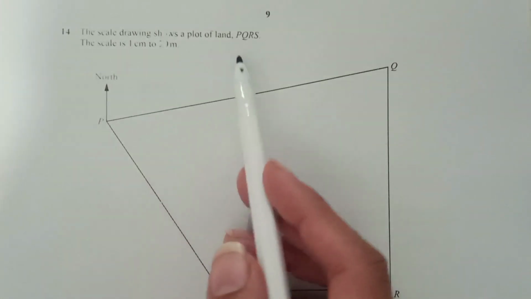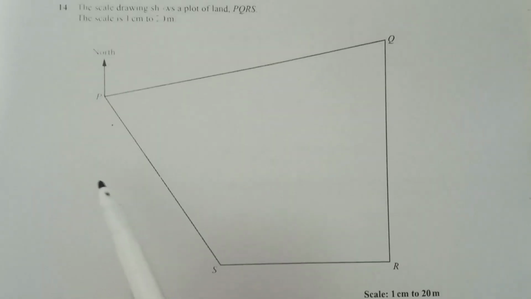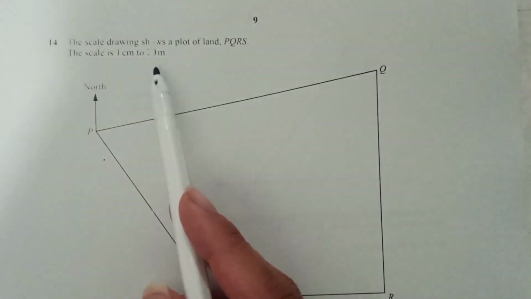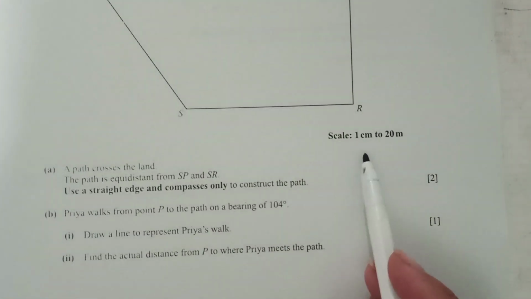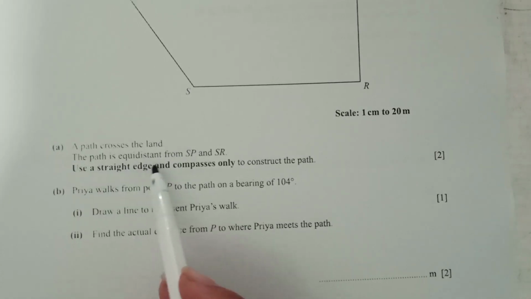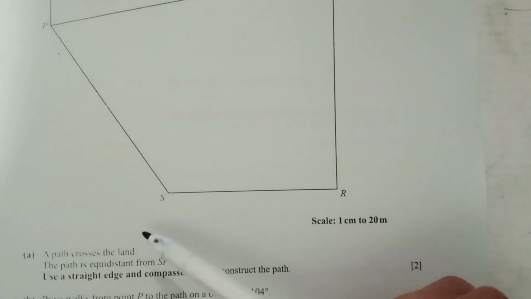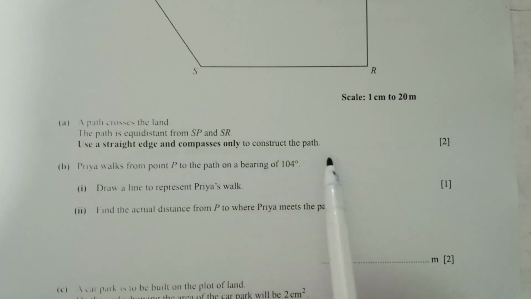The scale drawing shows a plot of land PQRS. That is a plot of land. The scale is 1 centimeter to 20 meters. The scale is given to us, and part a: a path crosses the land. The path is equidistant from SP and SR. There is a path in this land which is equidistant from SP and SR. Use a straight edge and compasses only to construct the path.